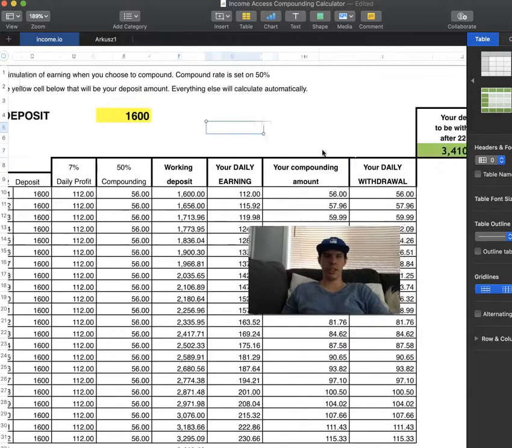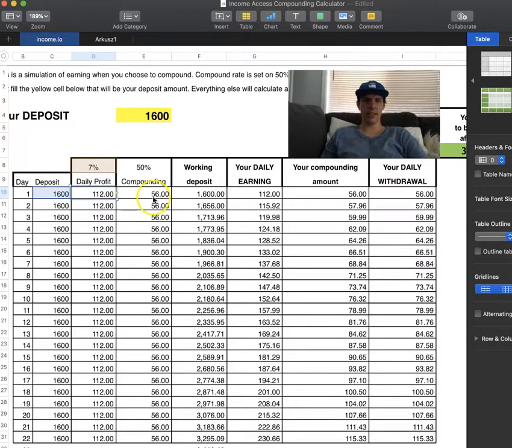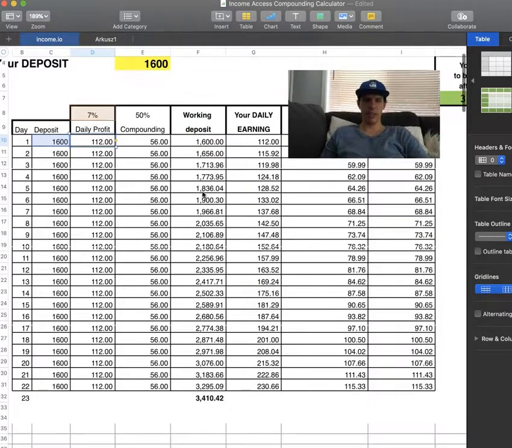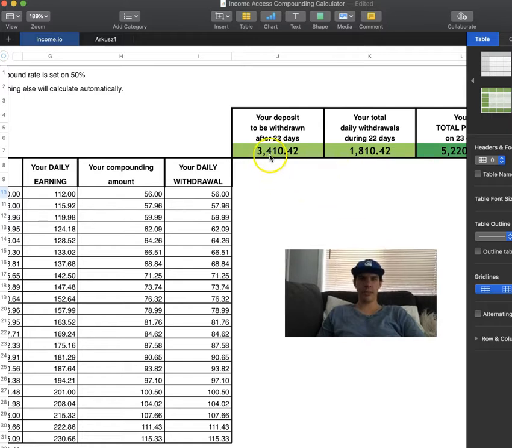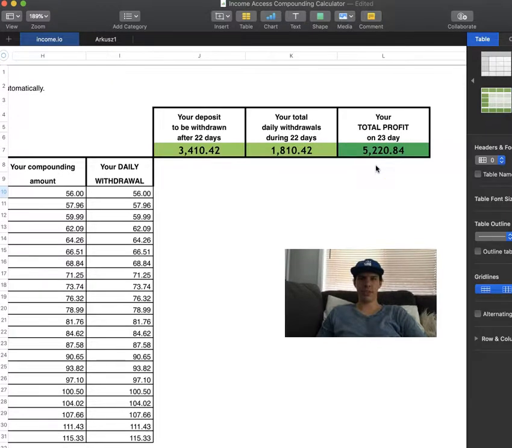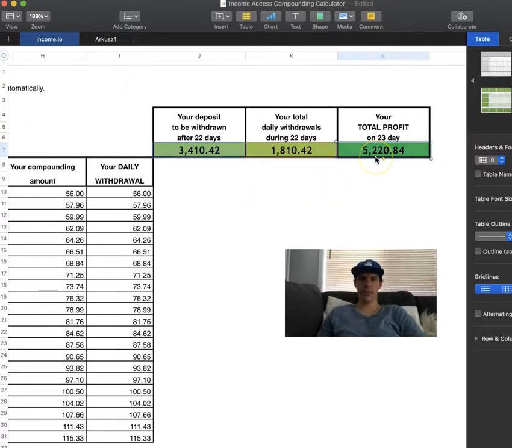So if you guys come in at $1,600, you'll be earning $112 daily. It'll be compounding at $56, and towards the 22-day margin you'll be earning $3,410. Daily withdrawals during the 22 days is $1,800. The total profit is $5,200. Oh, let's just cancel that. $5,220.